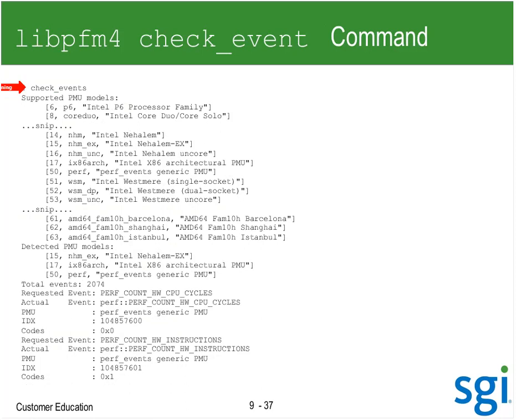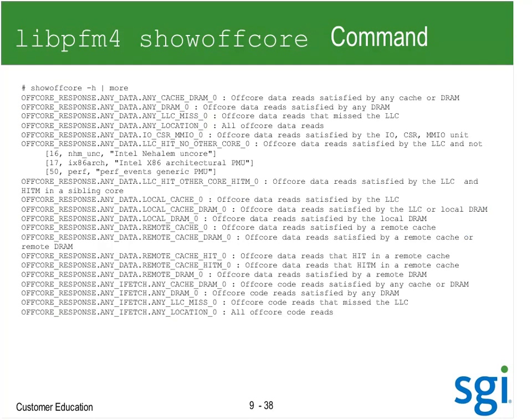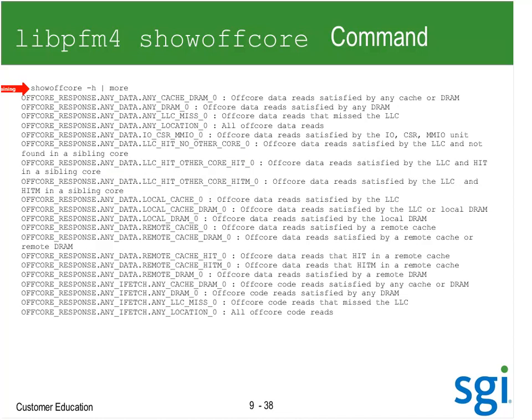So I then did a check events, and I can see some of my different events here. Don't really care about them. I'm looking for the code here. There's also a show offcore showing some of the hardware statistics we can get off the L3 last level cache.